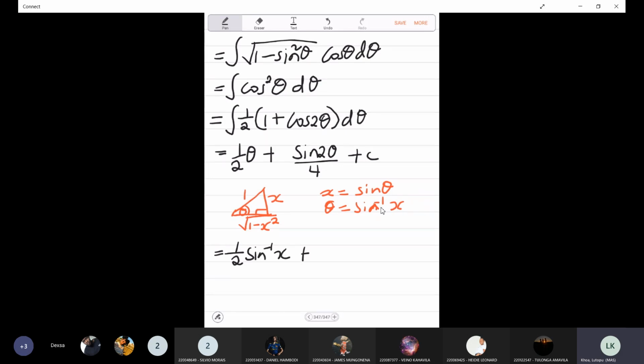And then we said sine 2 theta is 2 sine theta cos theta, and then here we divide by 2. So sine theta is x, so I have x, and then cos theta. Cos theta is the adjacent divided by the hypotenuse, square root of 1 minus x squared, and then this is all divided by 2. Then we add our constant of integration.